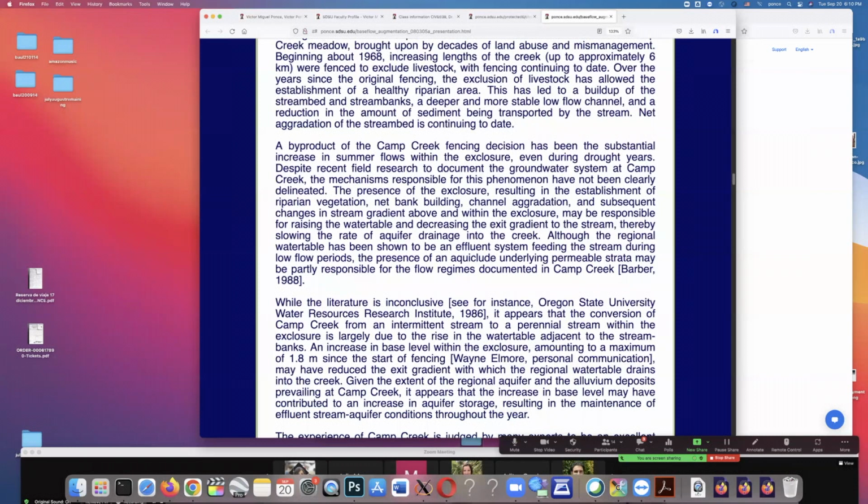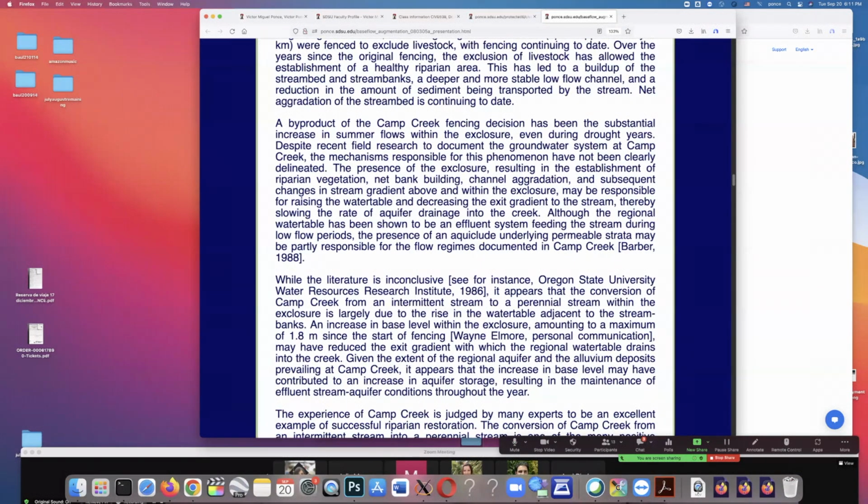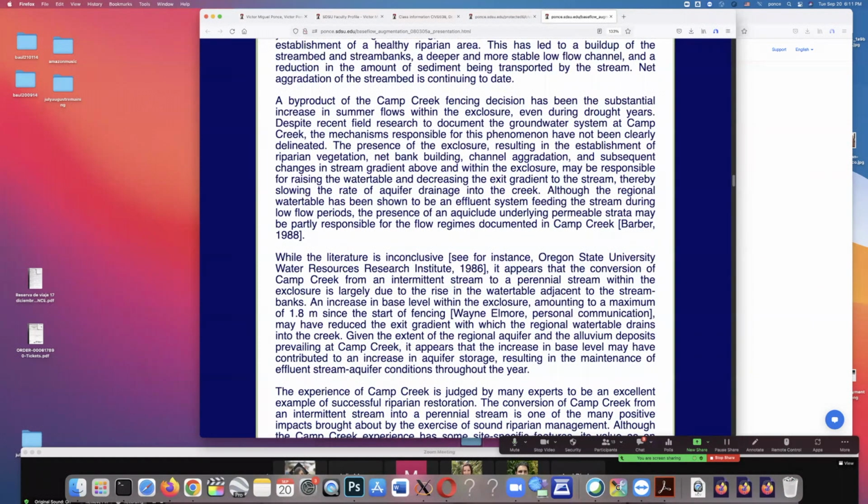Okay? The presence of the exclosure resulting in the establishment of riparian vegetation. Here's the good old riparian vegetation coming up again. Net bank building, channel aggradation. Yes, channel aggradation. We were there over a period of 15 years, 1989 to 2004, and we were able to document roughly 2 feet of aggradation on what had been more like 20, 25 feet. So it's positive. It's slow, but it's positive.